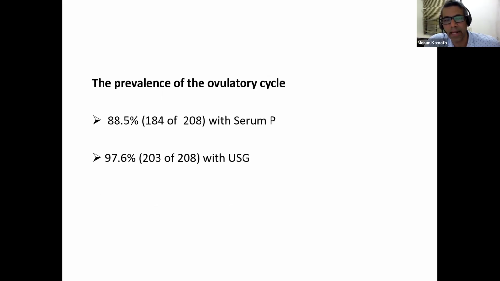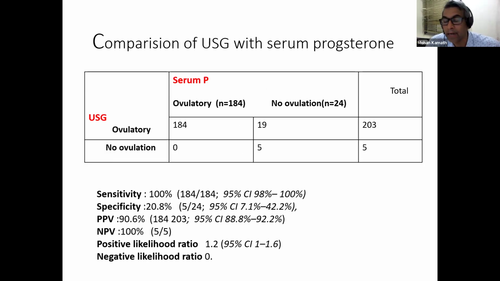Sample size was 208. We found the prevalence of ovulatory cycle, if you take the serum progesterone as a reference test, was around 88. If you take the one-time ultrasound, the prevalence was 97%. That means that 98 of the women who said that their cycles were regular had actual regular cycles, had ovulatory cycles. And this is the 2x2 table. The last bit that is on the footnote, you are looking at a one-time ultrasound, 100% sensitivity.